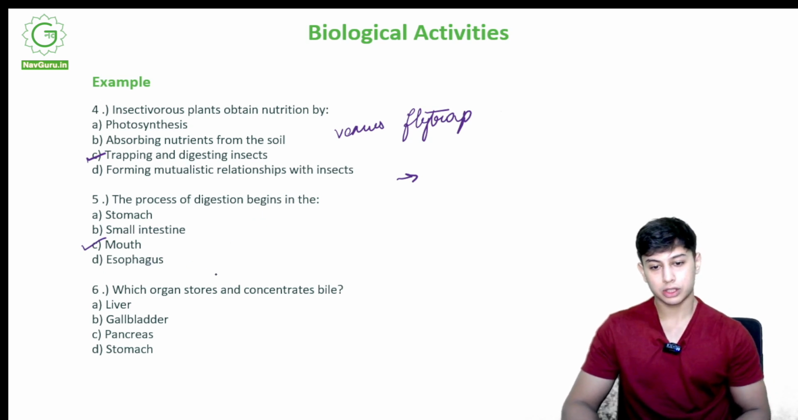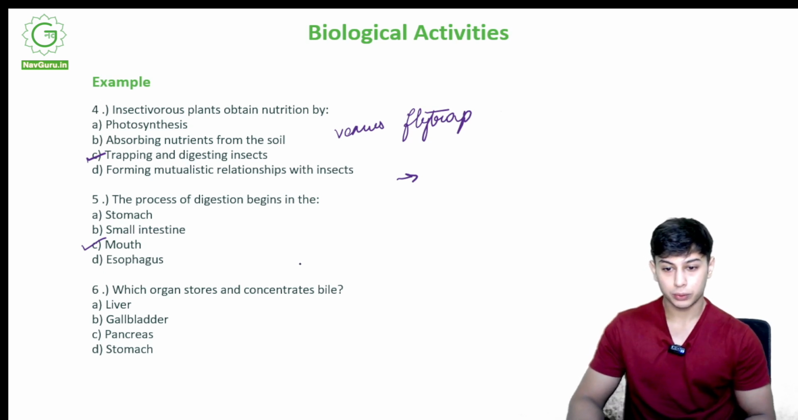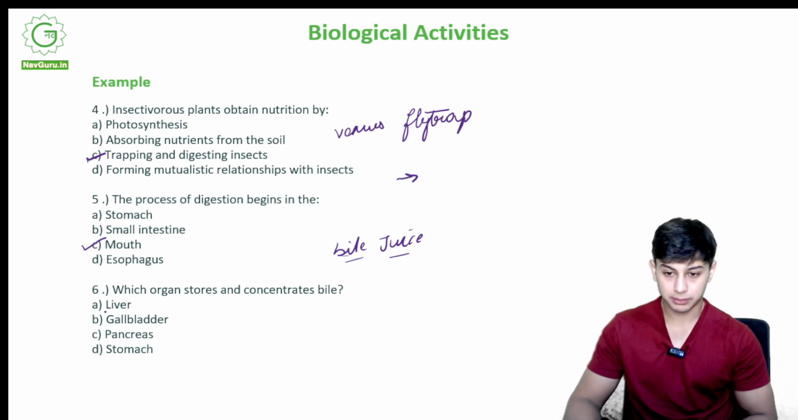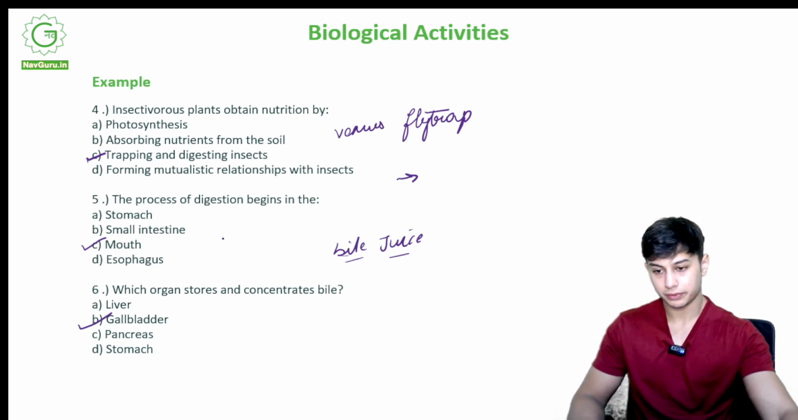Which organ stores and concentrates bile? Alright, which organ stores and concentrates bile? So bile juice. Okay, this one stores and concentrates bile. Alright, it is a digestive enzyme. So A, liver, B, gallbladder, C, pancreas, D, stomach. It is B, gallbladder.